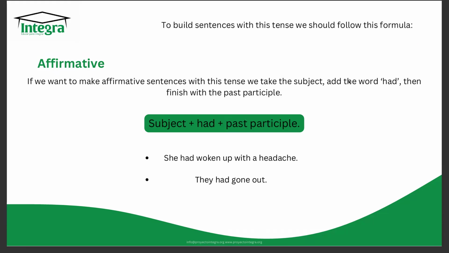Now, to make the sentences, this is what we should do. Let's start with the affirmative as usual. To make the affirmative, what we have to do is just take the subject, add the word had, and then finish with the past participle. Subject plus had plus past participle of the verb. For example, we have: she had woken up with a headache and they had gone out.